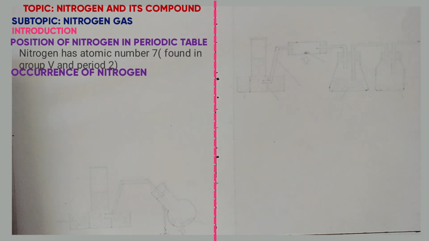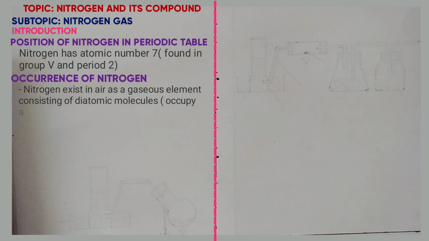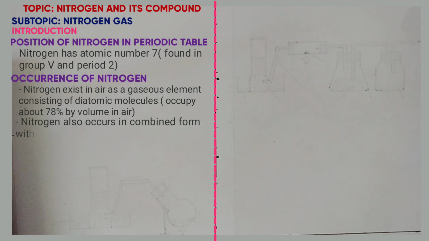Next look at the occurrence. Nitrogen exists in air as a gaseous element consisting of diatomic molecules and occupies about 78% by volume in air. It also occurs in combined form with other elements, e.g. in sodium nitrate and proteins.